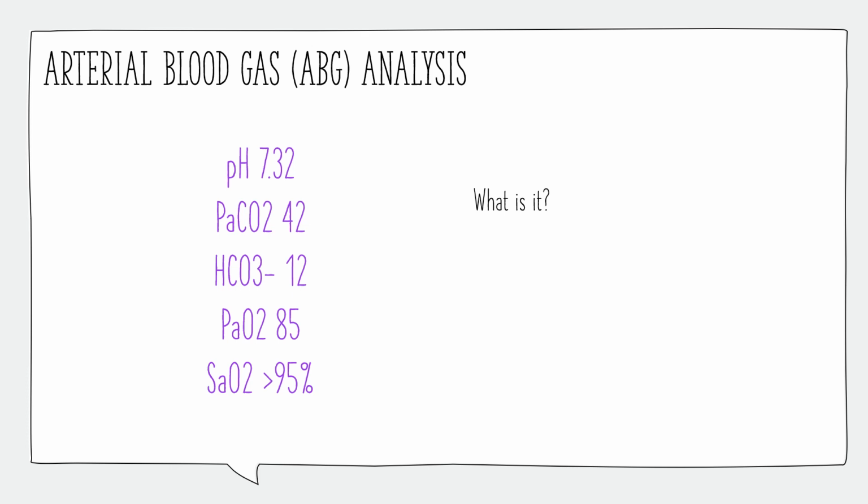HCO3, the normal value there should be 22 to 26. So we know that the HCO3 is low, so you're looking at metabolic acidosis. And your PaO2 and your SaO2 are normal. So low pH, low bicarbonate. If you're looking at ROME, metabolic is equal, so metabolic acidosis.